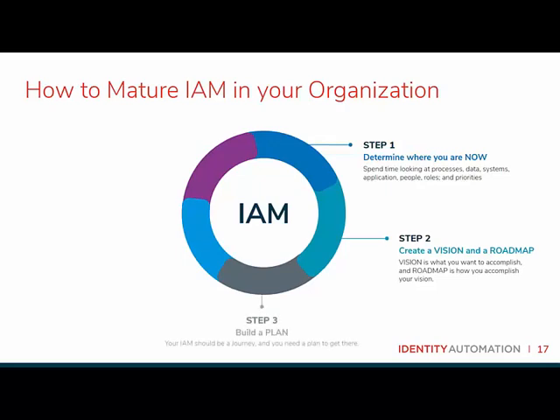And then as we move to the next step, we've got to build a plan. Your IAM, again, should be a journey. You need that plan to get there. So our plan, this is where we start to lay down the tactical steps for introducing that third factor. How are we going to implement facial recognition or fingerprint? Do we have to buy devices? How are we going to enroll people? What are we going to do to put that additional factor in place?